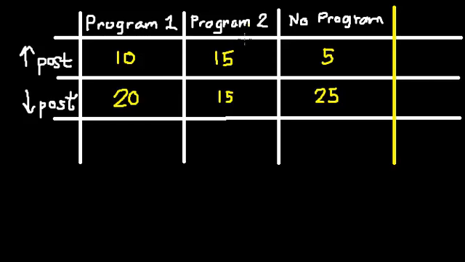For program number 2, 15 students were able to have a higher post-test, while 15 students were not able to have a better post-test than their pre-test. And we just have a control group where there's no program, and 5 students were able to have a higher post-test, and 25 students got a lower post-test.